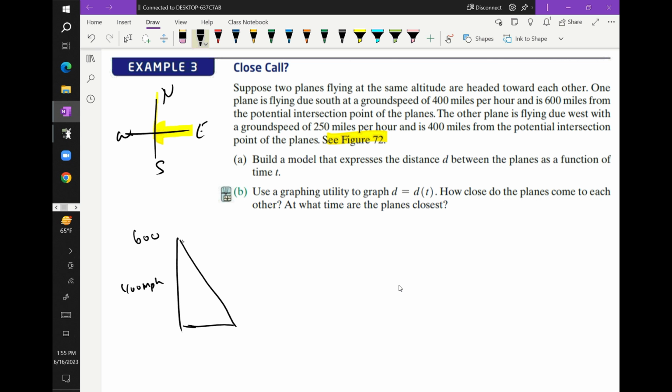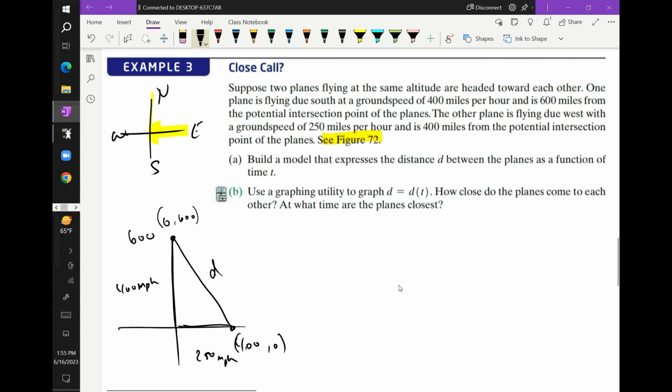So the distance over here, maybe if I put this in an XY grid, something of this sort, this is 600, so like (0, 600). And this point over here, we know that we are 400 miles from the potential site. So that could be something like (400, 0). And this is traveling at 250 miles per hour. If we take a look at it that way, we ask how these planes are getting closer and closer. We want to figure out D.